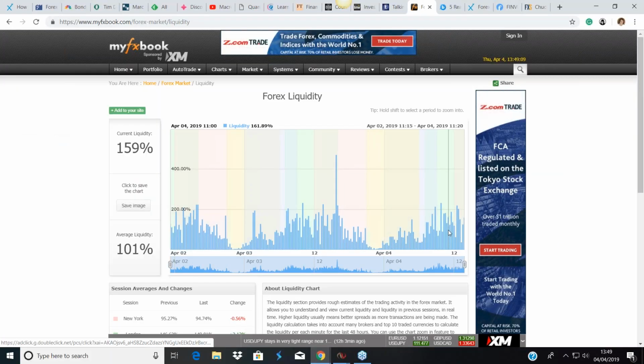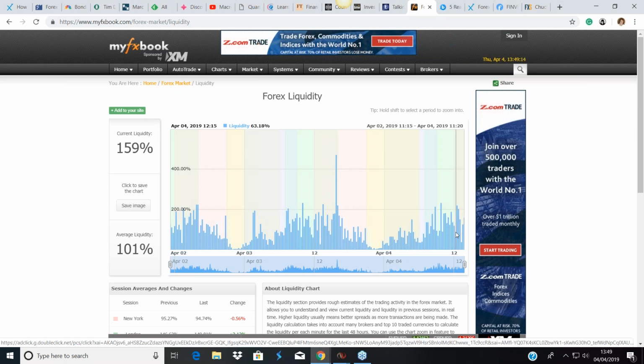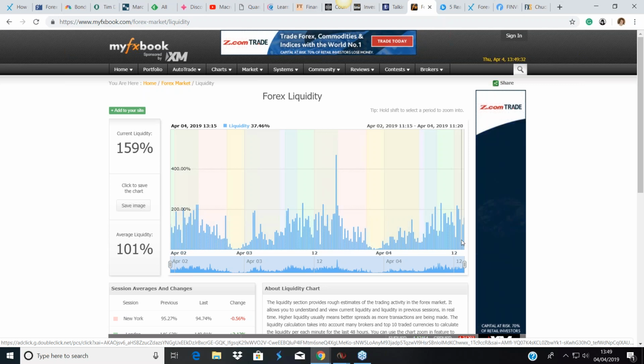Right, very quickly. What's interesting, I think that some of you may have seen this already, because I showed it a couple of weeks ago. It's a very interesting chart that you can find on my FX book, and it sort of plots the liquidity that is flowing into the market. And we can see here at this point at 13.15, the liquidity was very low, 37.46, and that also helps to explain, if there's no participation, there's no liquidity, it has twofold effect. It can make things very flat.